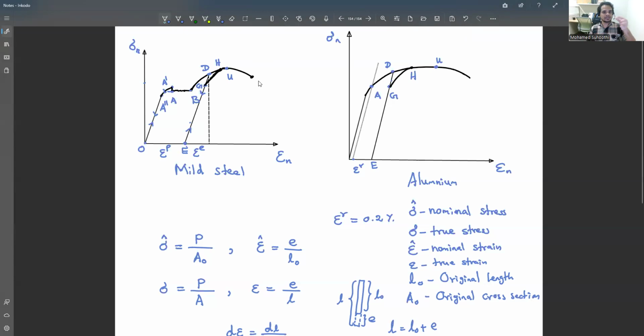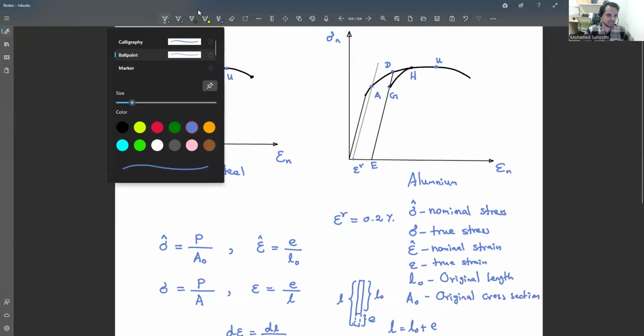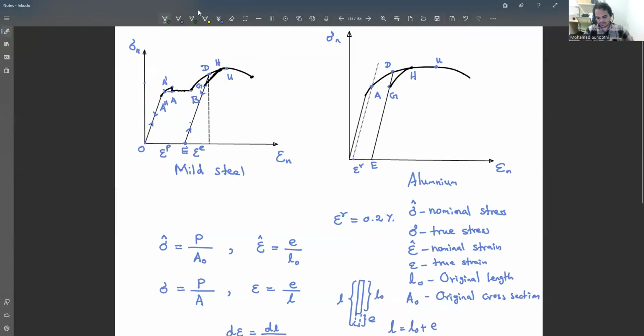So that is what the force is reducing. So that is what the nominal stress is reducing here. Okay. But if you plot this one in the true stress, it is actually increasing. It will increase from this point, right? So until point D, it is same. Why is it same? Because the cross section change is not much significant.